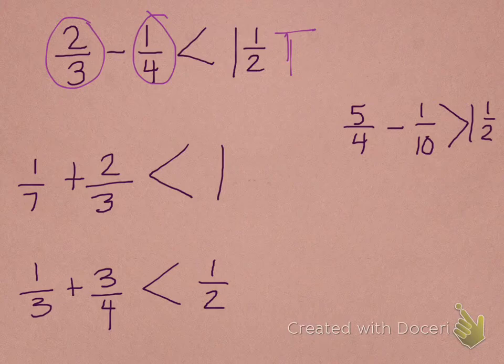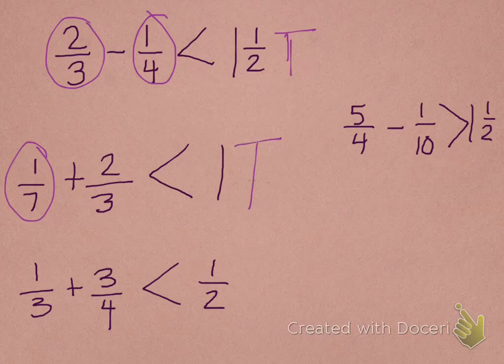1/7 plus 2/3 is less than 1. So 2/3 is less than 1. I would need to add at least one more third to be 1. Since 1/7 is less than 1/3, this is also true.